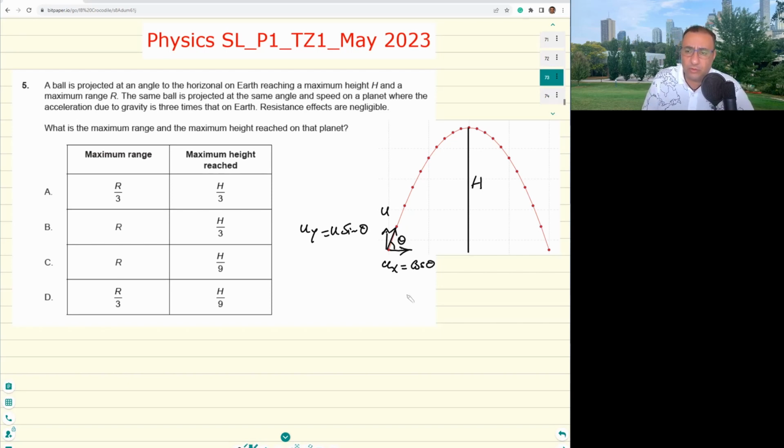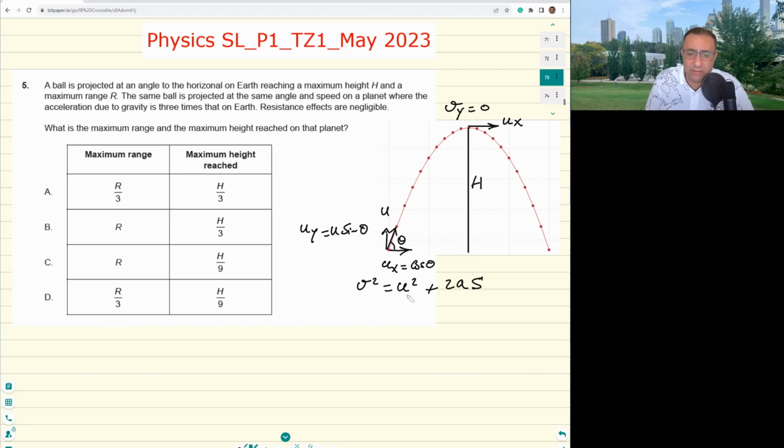Now also the third fact: at the maximum height, the final vertical velocity is 0, but we still have a horizontal component, still constant all the way. So at the maximum height there is a horizontal component of velocity, but the vertical component is 0. Now let's apply one of the equations: v squared, final velocity squared, equals u squared plus 2as.